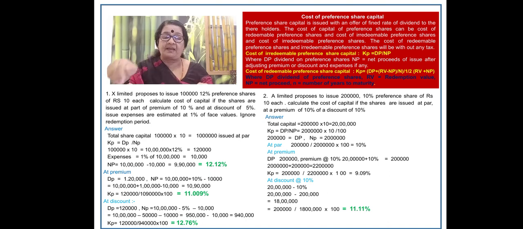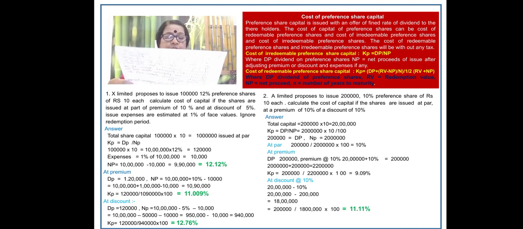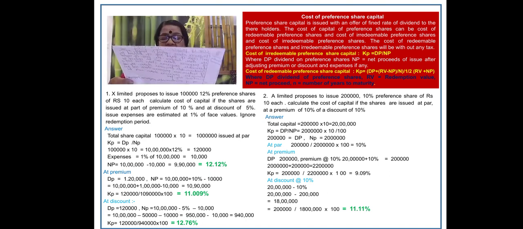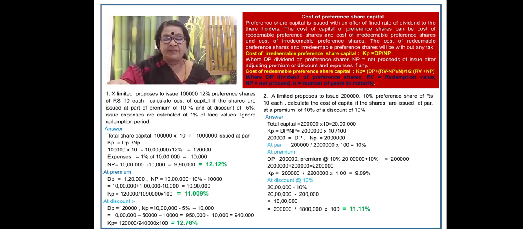So we can take the first example. A Limited issued 50,000 11% preference shares of rupees 100 each, redeemable after 8 years. The flotation costs are estimated at 20,000. Compute the cost of capital if it is issued at par, 5% premium and 10% discount. It's very easy, only the equation is different. You can see the equation: DP plus (RV minus NP) divided by N, whole divided by half into (RV plus NP).